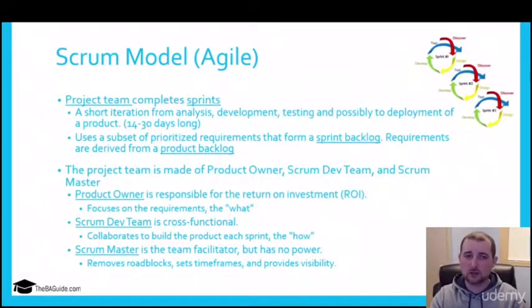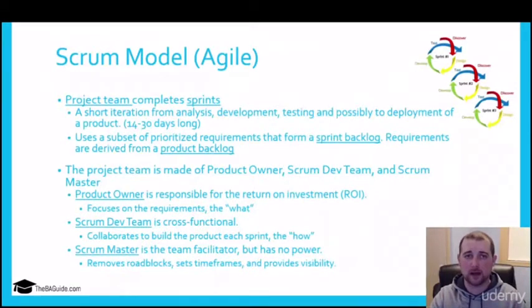So what you're doing is using a subset of prioritized requirements. Obviously, you can't give them everything they want in 14 to 30 days, or why would the other models even exist? That's impossible. But what you can do is have a prioritized requirement list and start to work through that. The prioritized requirement list is called a sprint backlog. This is basically the backlog of all those requirements that were chosen for that particular sprint, what was decided and committed to that could be completed in that sprint.